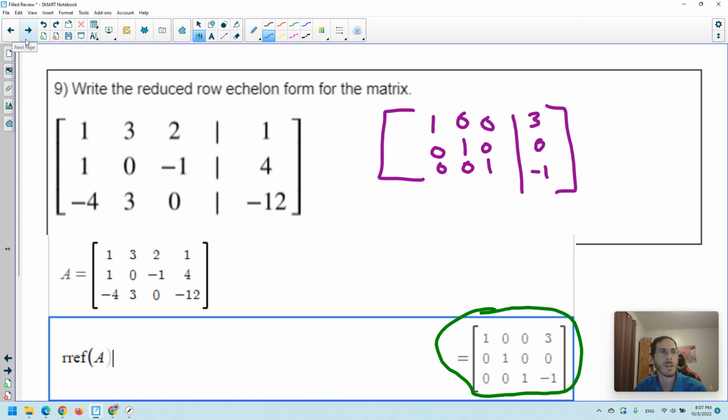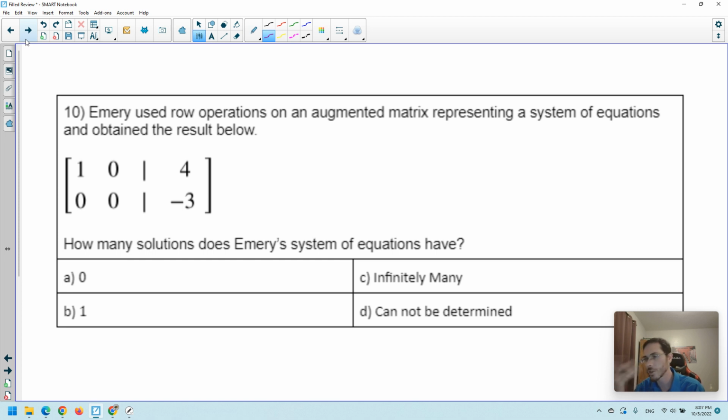All right, last one we got then. Finally, we got number 10. Emery used the row operations on an augmented matrix representing a system of equations and obtained the results below. How many solutions does Emery's system of equations have?